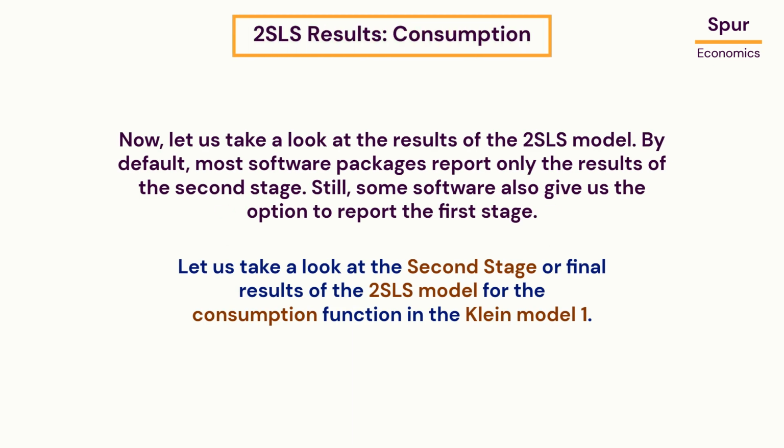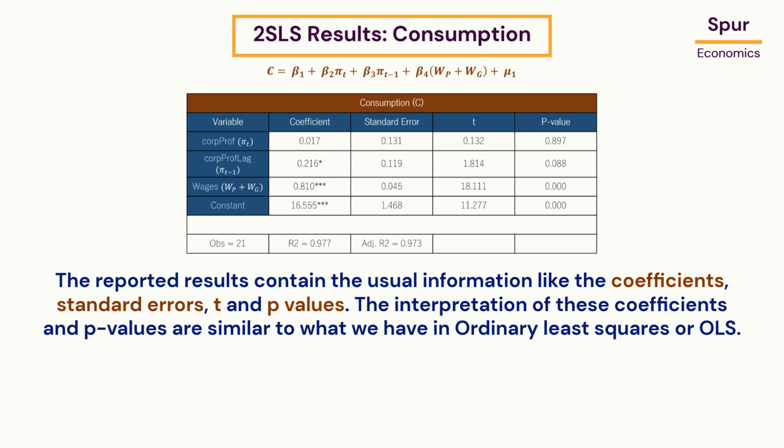Now, let us take a look at the results of the 2SLS model. By default, most software packages report only the results of the second stage. Still, some software also give us the option to report the first stage. Let us take a look at the second stage or final results of the 2SLS model for the consumption function in the Klein Model 1. The reported results contain the usual information like the coefficients, standard errors, t and p-values. The interpretation of these coefficients and p-values are similar to what we have in ordinary least squares or OLS.